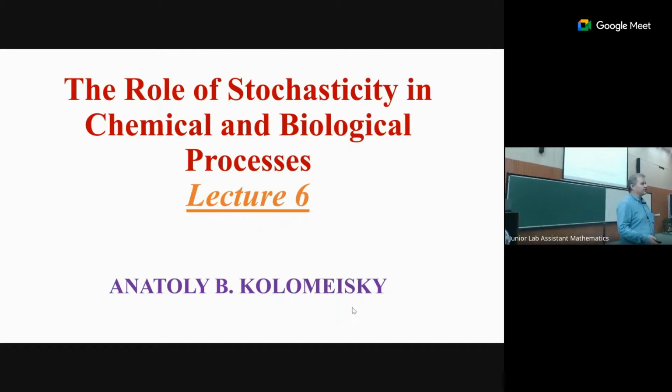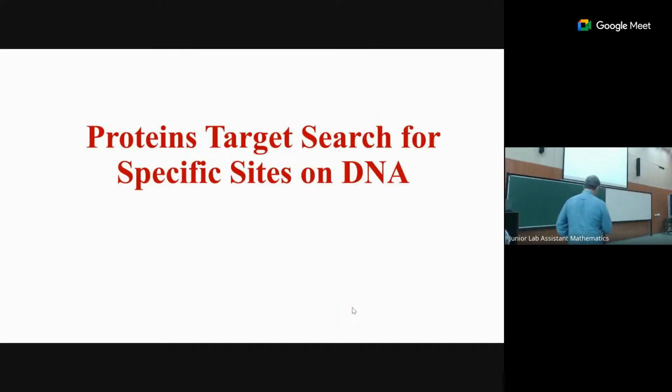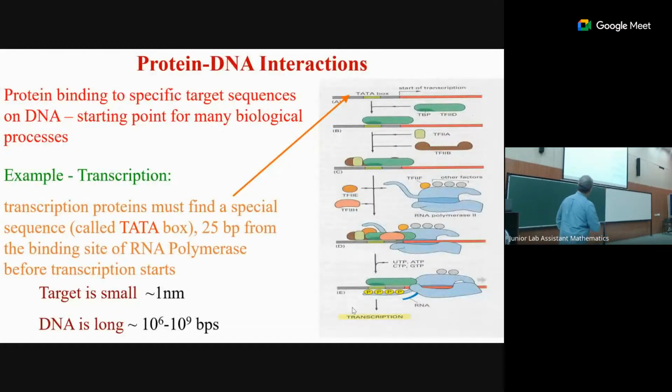We will have time after. So this will be the story on proteins' target search for specific sites on DNA. All the stories are biological. Whatever is left, everything is biological, so don't worry about it. There will be no chemistry. So, protein-DNA interaction. As you know, protein and DNA molecules are two main classes of biological molecules, and essentially interaction between them governs all processes in living systems.